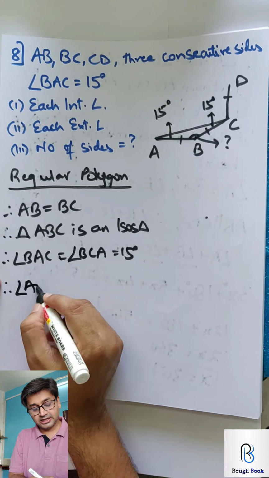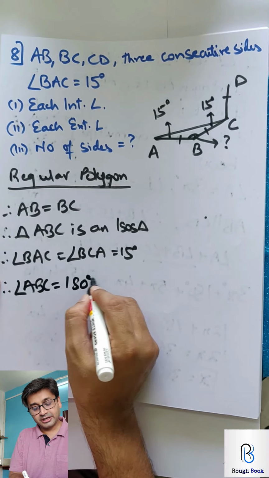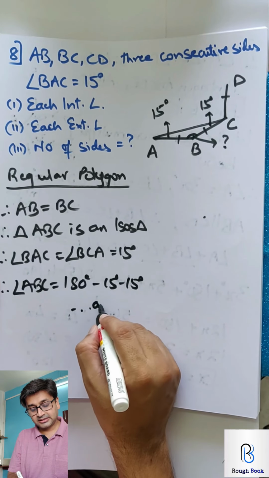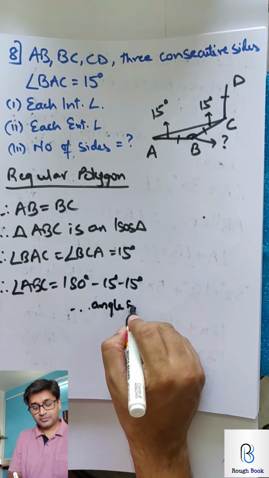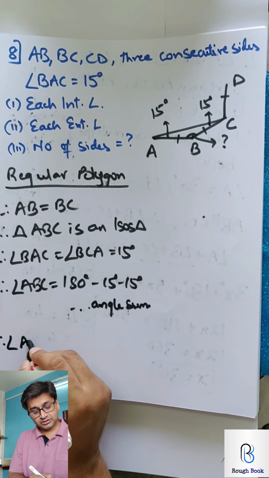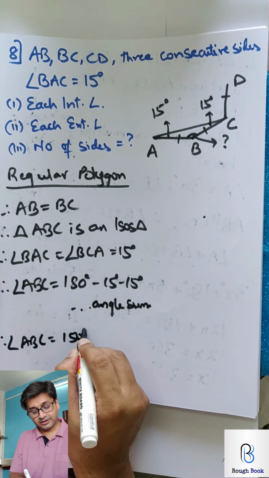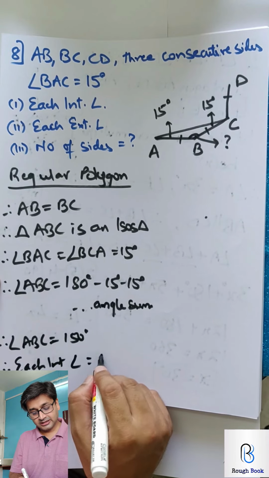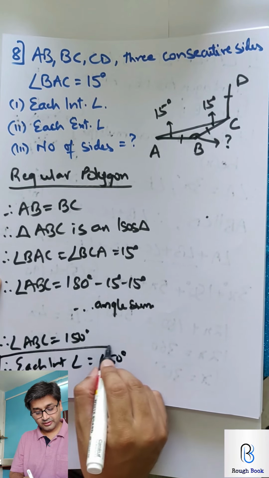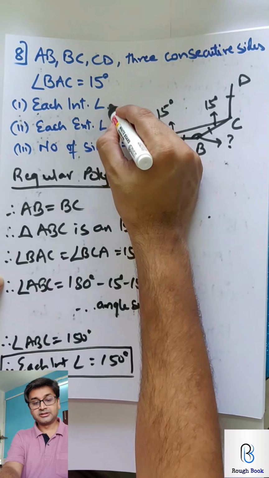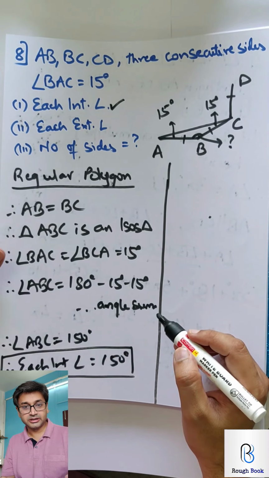So therefore angle ABC becomes 180 minus 15 minus 15. Reason: angle sum property of a triangle. Please write the entire thing. So therefore angle ABC will become 150, and therefore each interior angle is 150 degrees. So we managed to find each interior angle. That is the first part. Do you understand now how to get the interior?